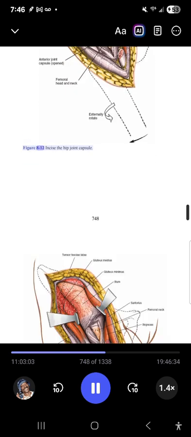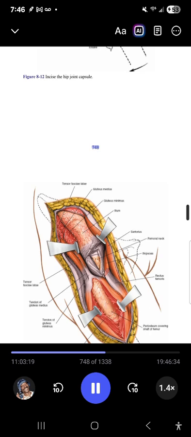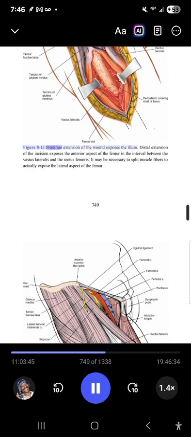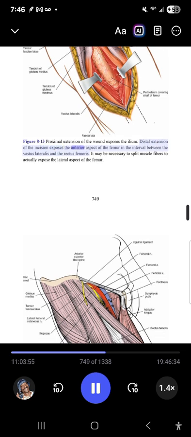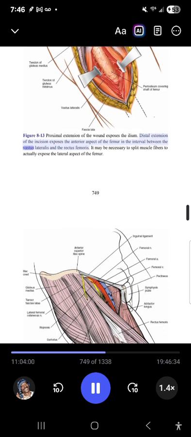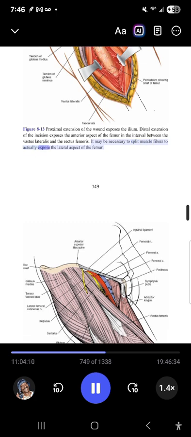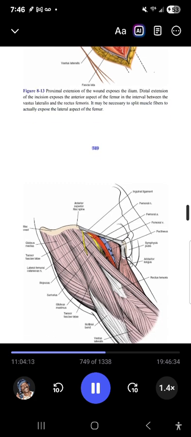747. Figure 8-12. Incise the hip joint capsule. 748. Figure 8-13. Proximal extension of the wound exposes the ilium. Distal extension of the incision exposes the anterior aspect of the femur in the interval between the vastus lateralis and the rectus femoris. It may be necessary to split muscle fibers to actually expose the lateral aspect of the femur.